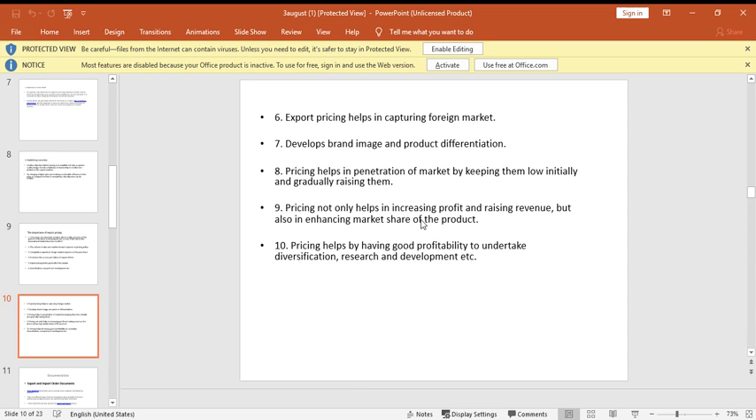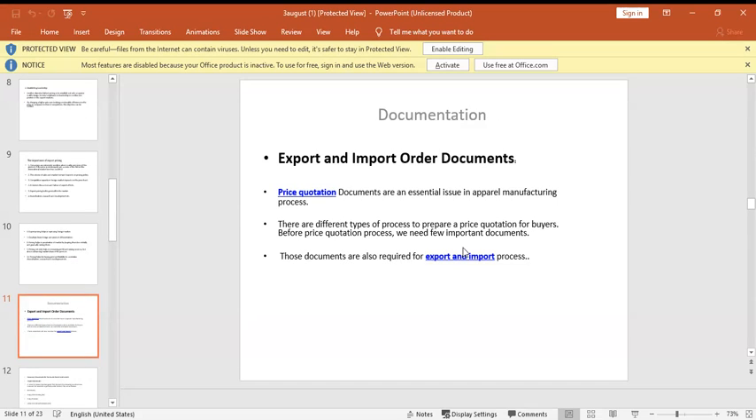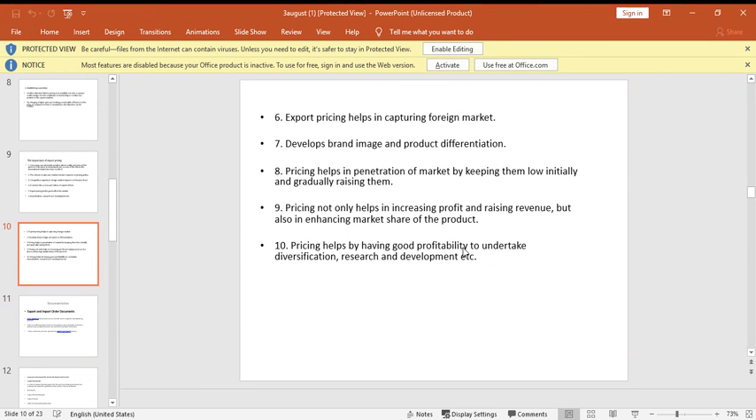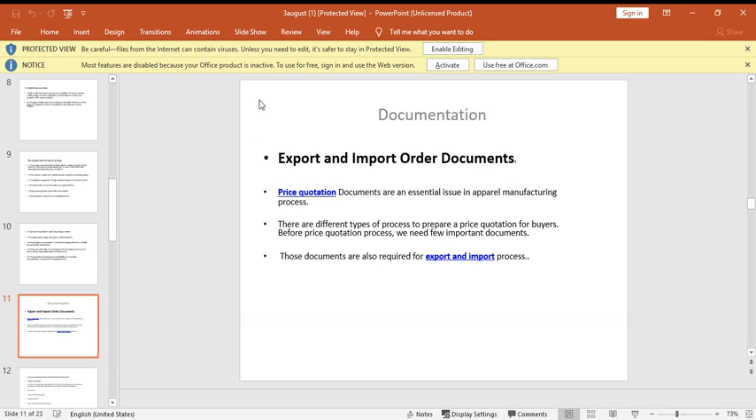Pricing not only helps in increasing profit and raising revenue, but also in enhancing market share of the product. Pricing helps by having good profitability to undertake diversification, research and development, etc. So these are the importance of export pricing. So documentation next.